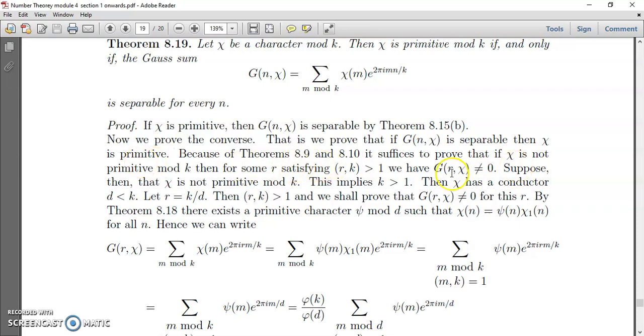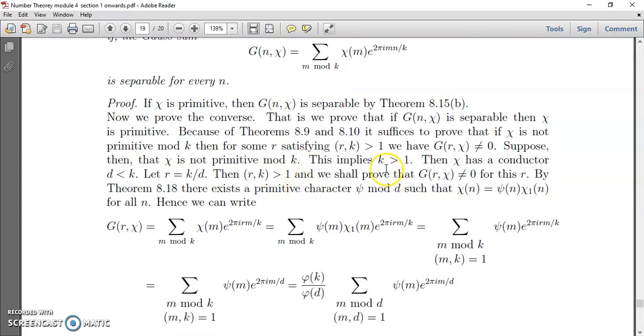So we need only prove that if chi is not primitive, then g of n, chi is not equal to 0. That is the contrapositive argument. This is what we have to prove. So it suffices to prove that if chi is not primitive mod k, then for some r satisfying gcd of r and k greater than 1, we have g of r, chi is not equal to 0. For this, suppose that chi is not primitive mod k.